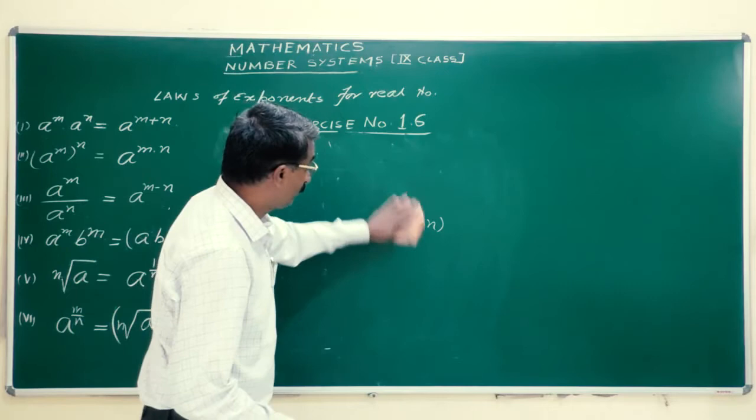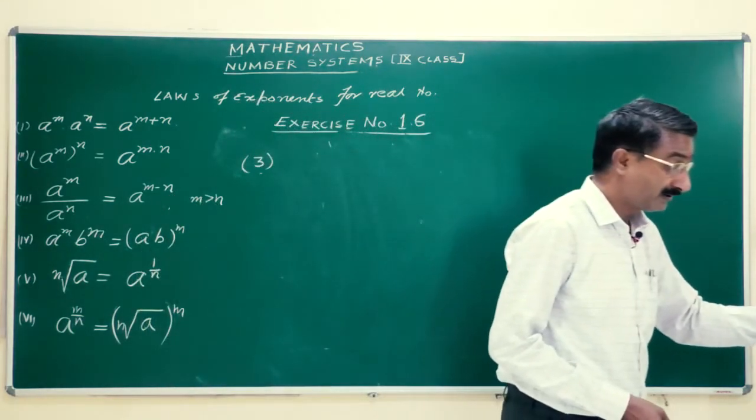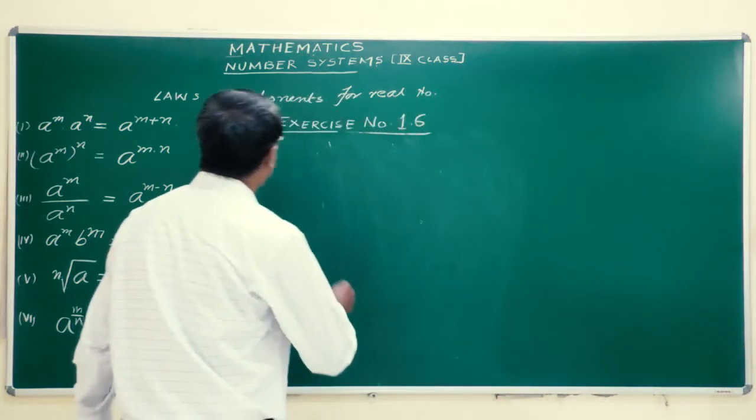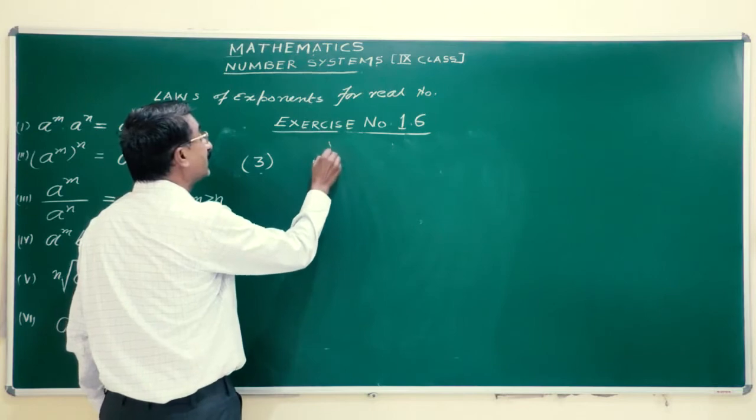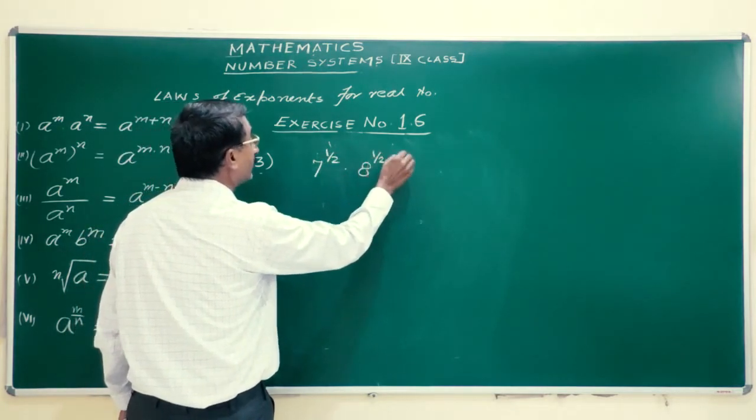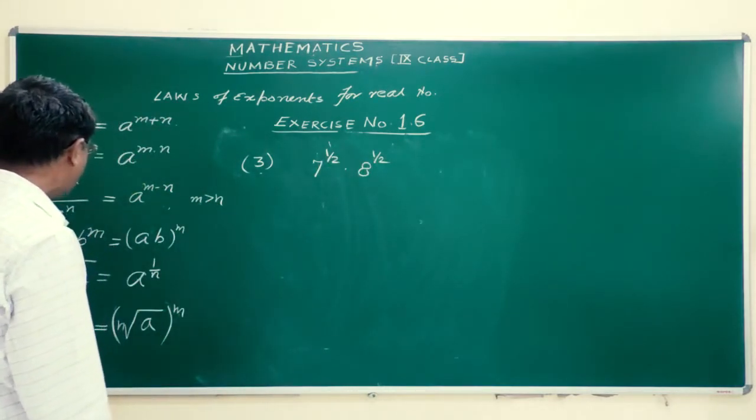Fourth part of the question number 3, that is 7 raised to the power 1 by 2 and 8 raised to the power 1 by 2. The powers are common.